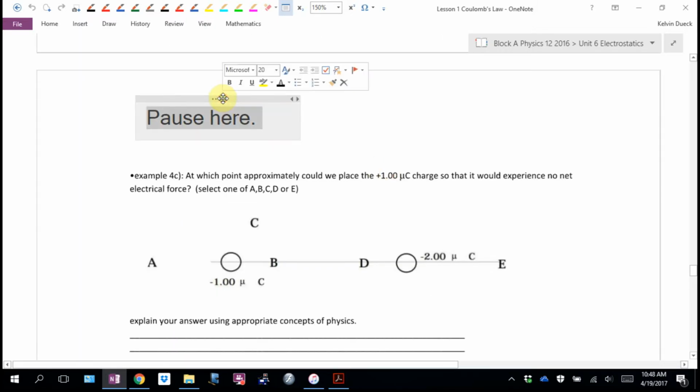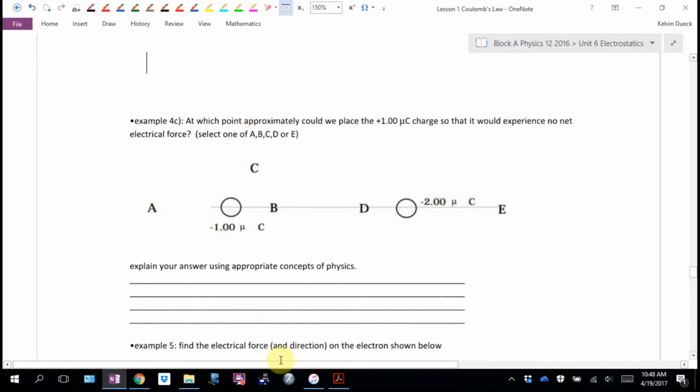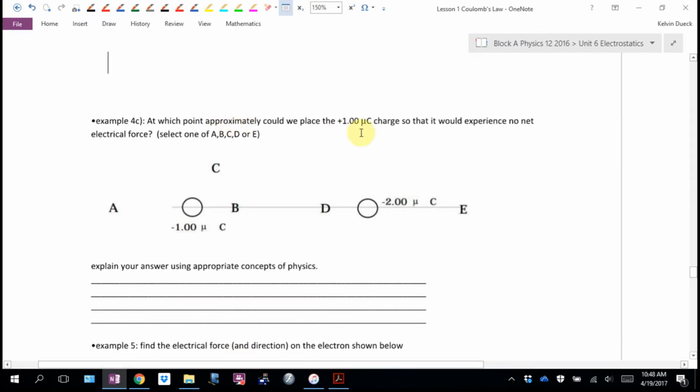Pause here. So here's a little thought experiment. It says this: at what point could we place a positive 1 microcoulomb charge? I don't care about the magnitude, Kayla. I just care that it's positive, so that it would experience no net force. We're going to figure that out by using like, unlike. Okay? I'm going to start out, I think, looking at location A and location E.